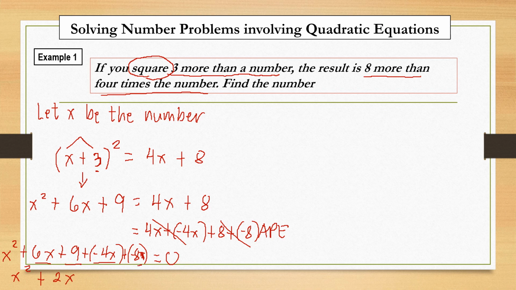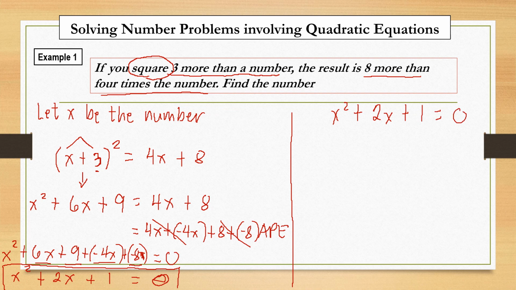9 and negative 8 when added, that will give us positive 1. Now we have the quadratic equation, x squared plus 2x plus 1 is equal to 0. We can now solve using the method of our choice. x squared plus 2x plus 1 is equal to 0. Let's say we chose factoring.